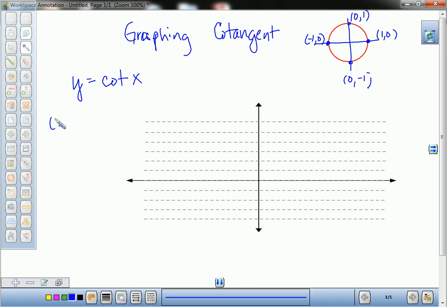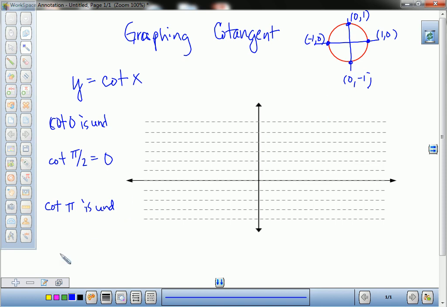Cotangent of 0 is undefined because we get 1 divided by 0. All right, let's take a look at cotangent of pi over 2. Cotangent of pi over 2 is up here. So when we do x divided by y, we get 0 divided by 1, and 0 divided by 1 is 0. Let's do cotangent of pi. So once again, if we do cosine divided by sine, x divided by y, this is also undefined.